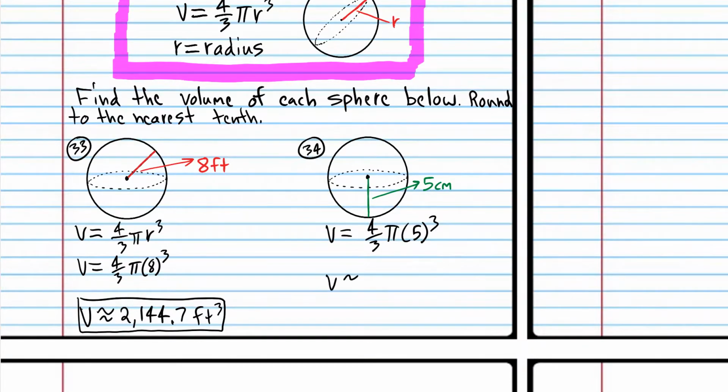So volume is approximately equal to... they get out the calculator. So 5 cubed is 125, so 125 times pi equals, times 4 equals, then divided by 3 equals 523.6 cubic centimeters.